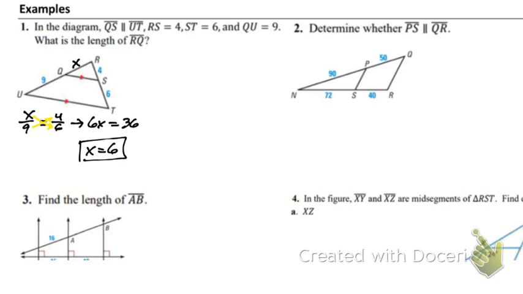First of all, for number 2, it says determine whether PS is parallel to QR. How would I do that? How would I confirm that PS is parallel to QR? Sam? If each side is proportional. See if each side is proportional. So give me up some fractions or proportions.